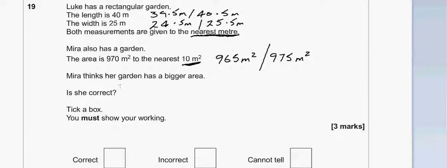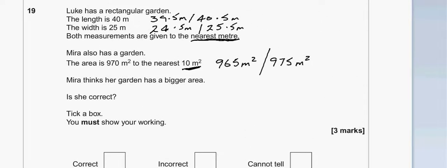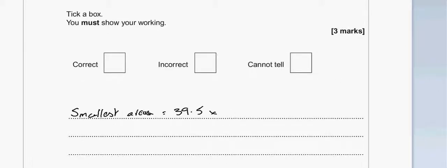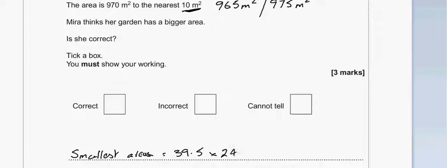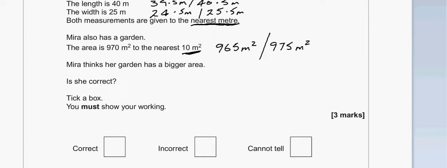So she thinks that her garden has a bigger area, so really what we need to do is find out what's the smallest area this garden could be, what's the largest area this garden could be, and then compare it. Okay, it really is that simple. So let's work out the smallest, so that's 39.5, so the smallest area will be 39.5 multiplied by 24.5. I'll just check. Sorry about moving the page up and down so much.